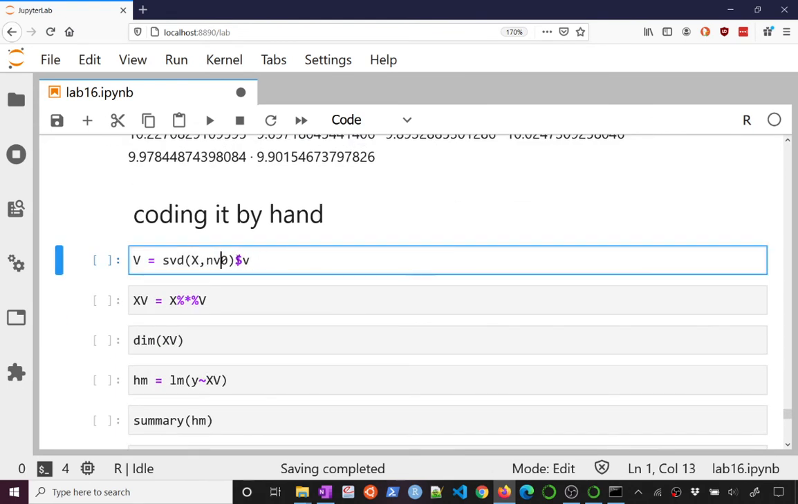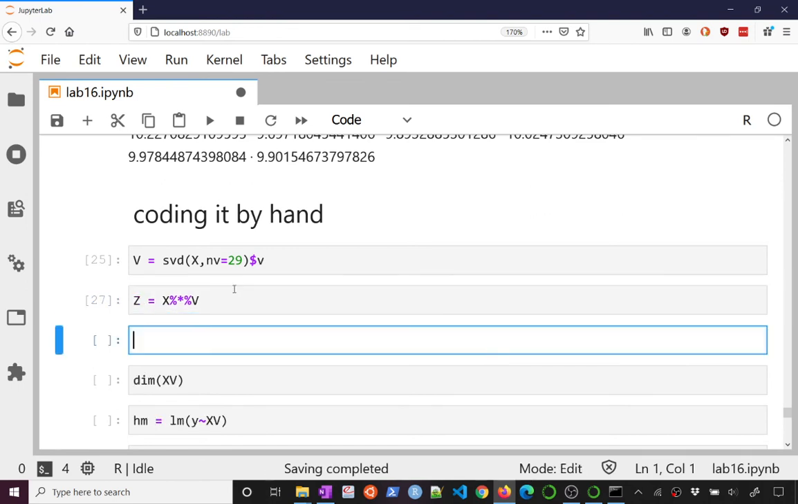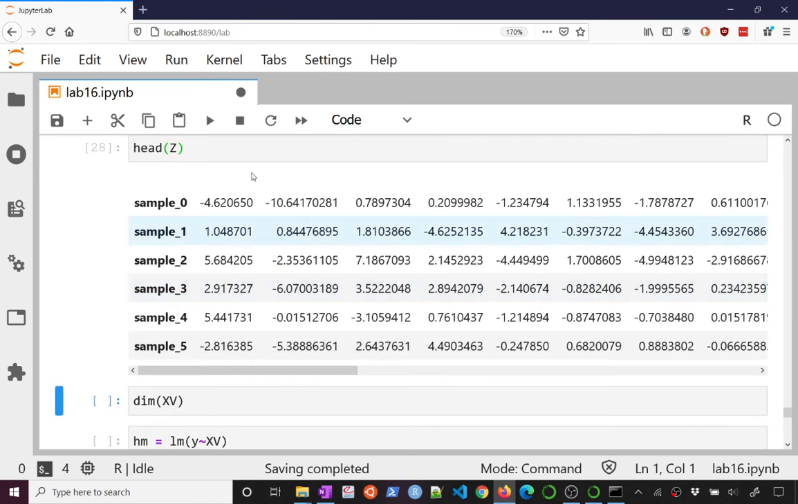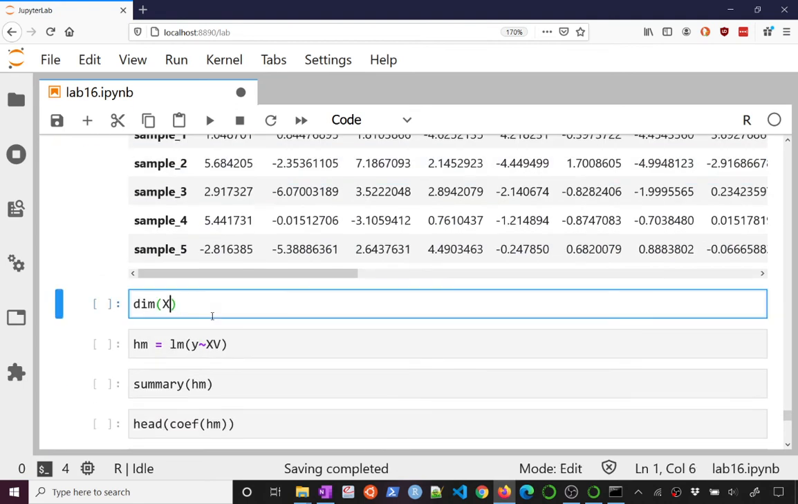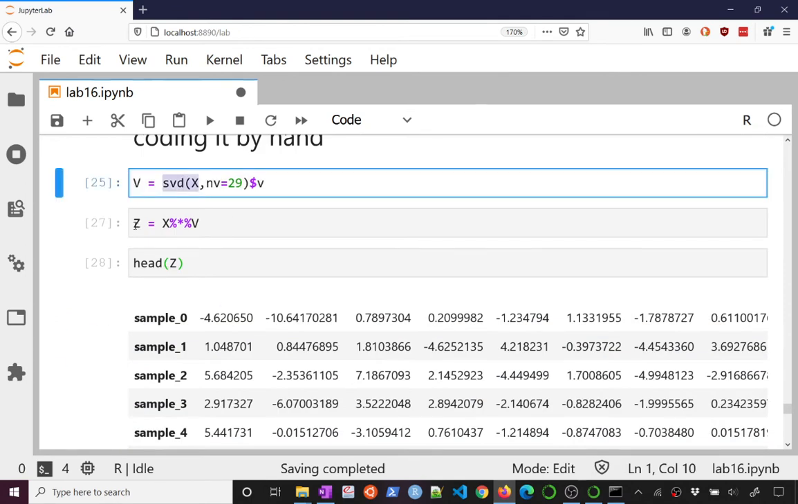So to do that, I would pull off, say, 29 components from my V matrix, right? I get XV, which is my Z. Maybe I should call this thing Z, right? Let's say it has 29 columns, and it will have, whatever, 99 rows. So one way to do this by hand: all PCR regression is doing is, now I've calculated the Z, basically got my principal components, my Z matrix.